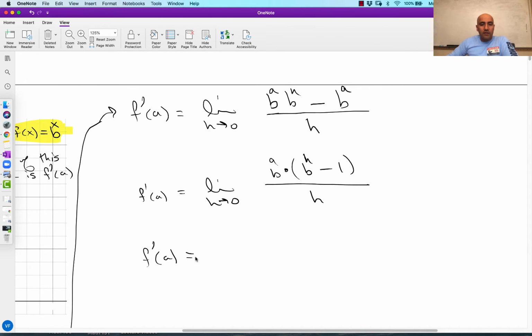F prime of a is then equal to b to the power of a times the limit as h approaches 0 of what's left over. This is going to be b to the h power minus 1 all over h.